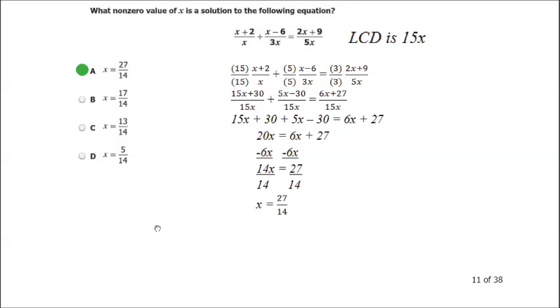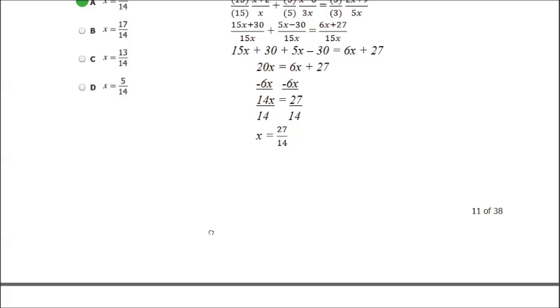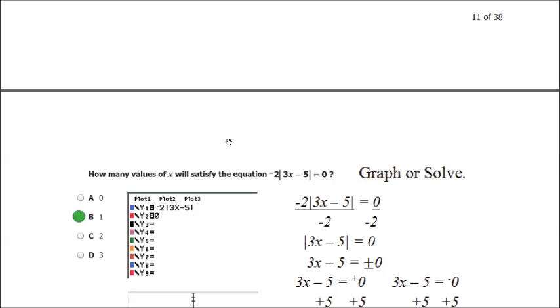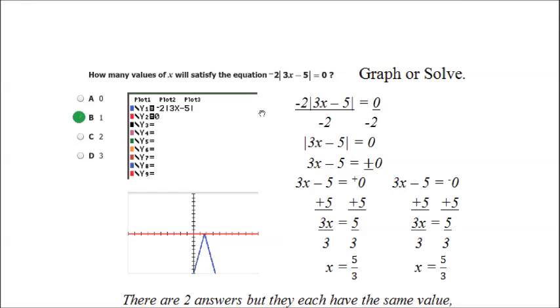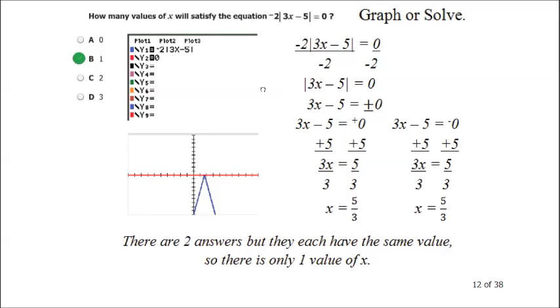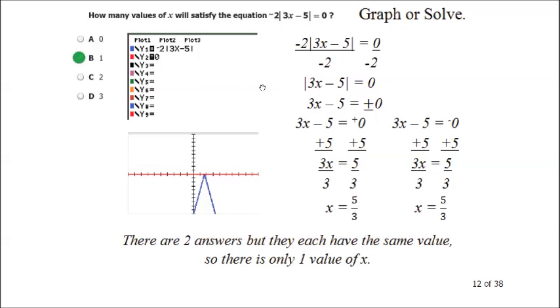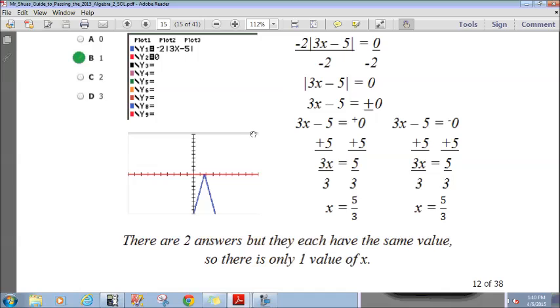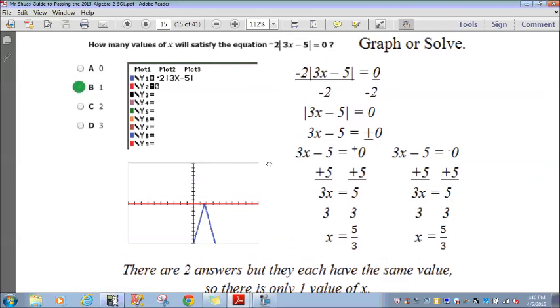Okay? Now we're moving right along here. Oh, we're cooking with Crisco. Okay. How many values of x will satisfy the equation negative 2 times the absolute value of 3x minus 5 equals 0? There's two ways we can do this. We can graph it or solve it. First, you know what? Let's go ahead and graph it and see what we get here.